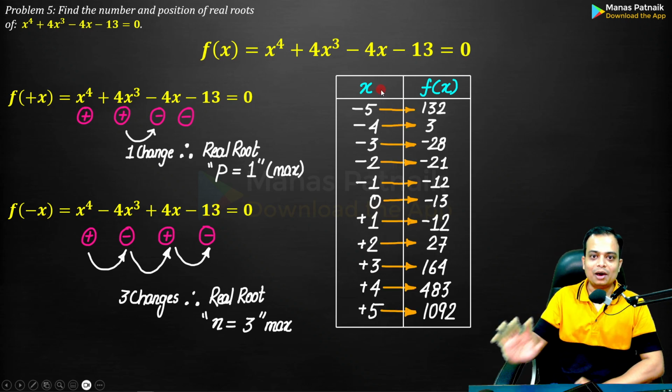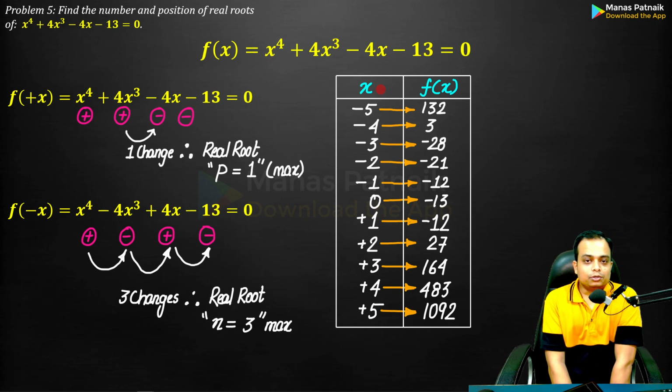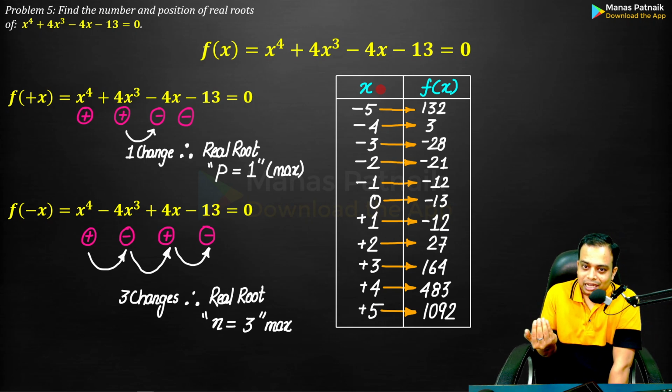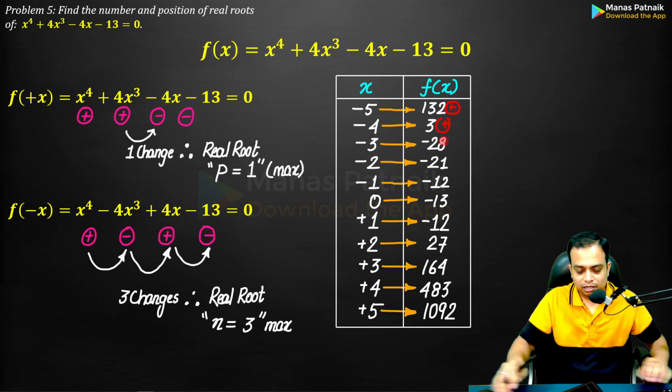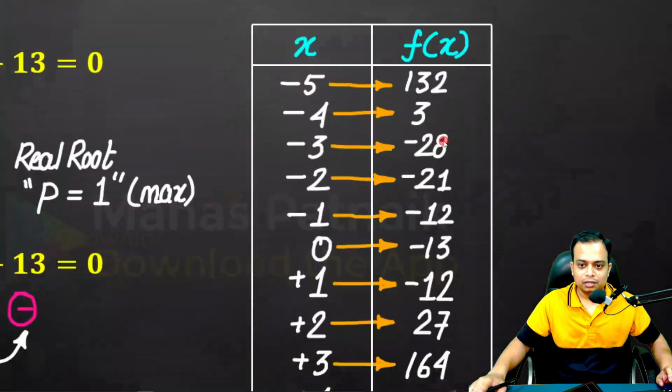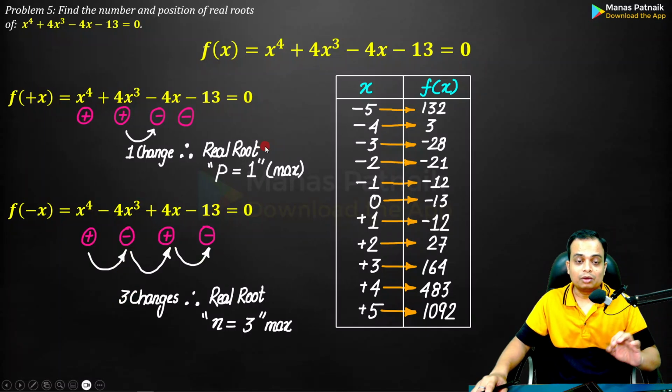Now you need to observe for which values of x there is a change in sign of f of x. Sir, for -5 it is 132, positive. For -4 it is 3, also positive, no change. But sir, what we can really observe is that from a positive 3 we get -28. That means there has to be one root between -4 and -3.